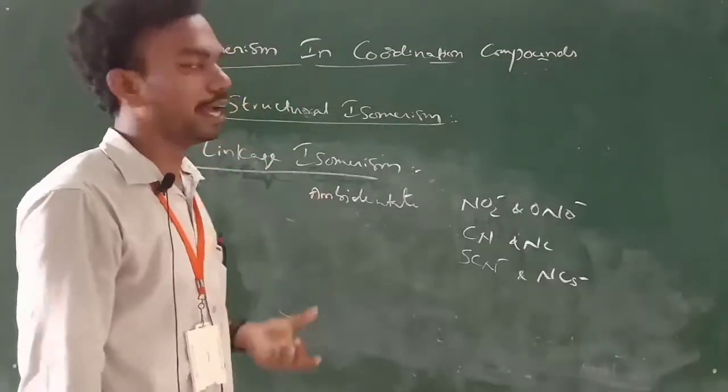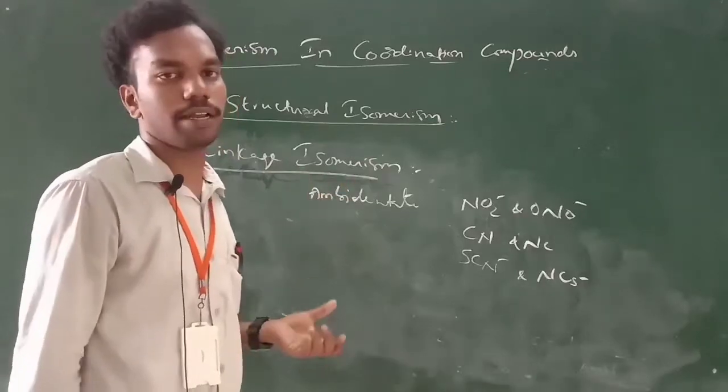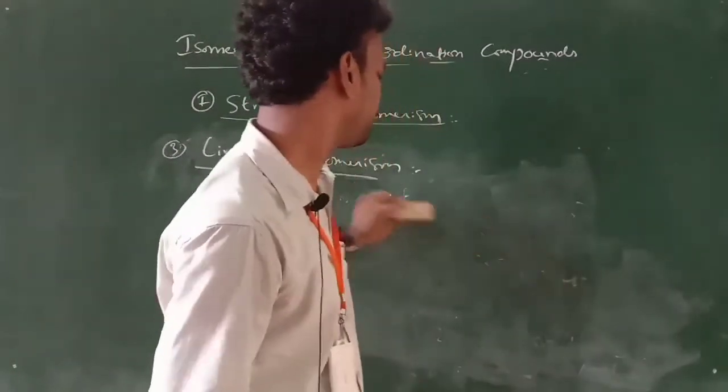So complexes which contain this type of ambidentate ligands are involved in the isomerism called linkage isomerism. Those isomers are called linkage isomers, and the phenomenon is called linkage isomerism. Let's see an example.